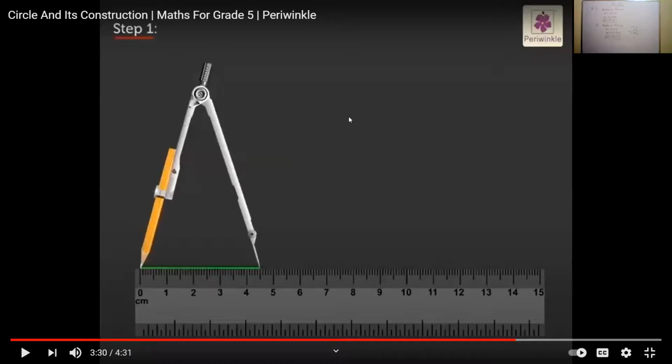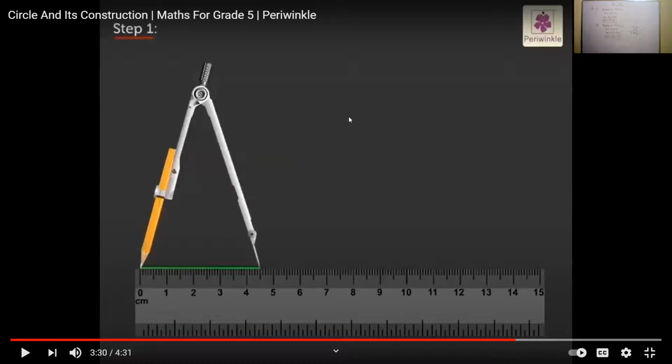So take a scale and then... But we have to make it 12 because 6 is the radius. The radius is 6.5. Because the diameter is double the radius, of course we have to make it 12, 13.